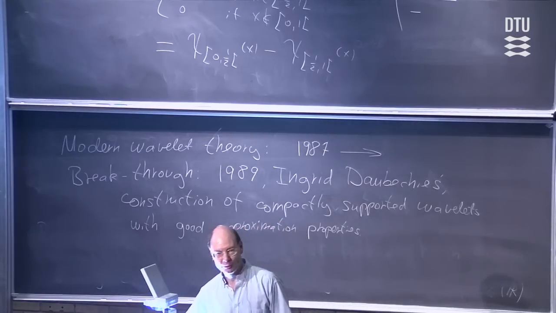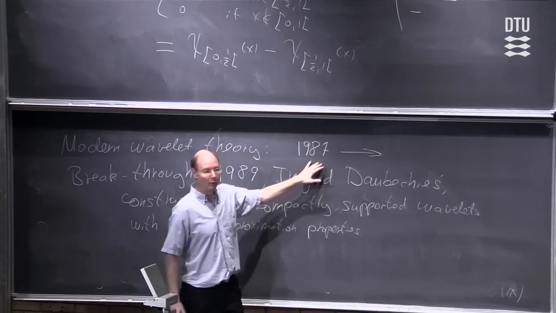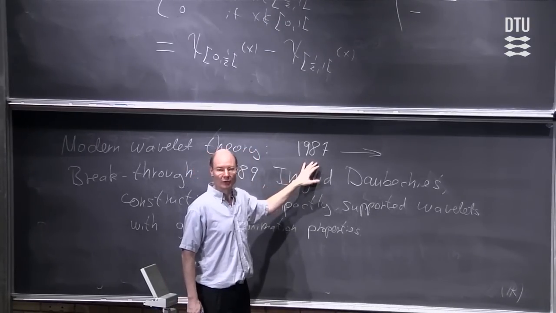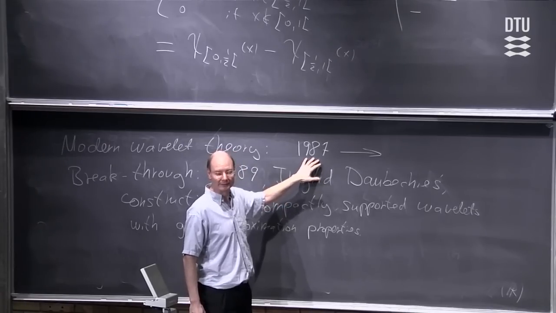So for now, we agree that it is complicated to construct the wavelets. We have the first example here, but how can we make a theory for how to construct wavelets? This is what we will attack now. So what I'll do is to go back to '87, and I will formulate the method for construction of wavelet orthonormal bases that was founded at this time.